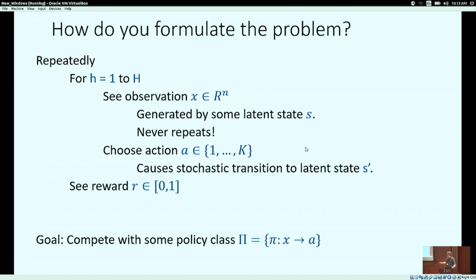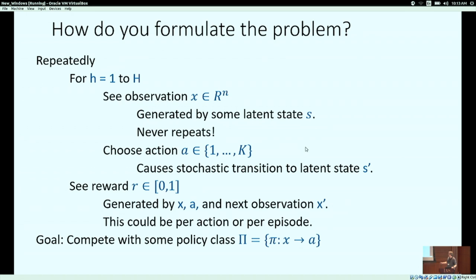And then for the action, this is going to cause some sort of stochastic transition in the latent state S prime. So think of a Markov decision process. You have some distribution over the next state given the underlying latent state and the action you choose. And then the reward is going to be generated. It can be generated by anything. We could think of it as dependent upon the X, A, the X prime. It could be dependent upon the latent states. And I have this written here as being per episode, but I'm fine with making it be per action.